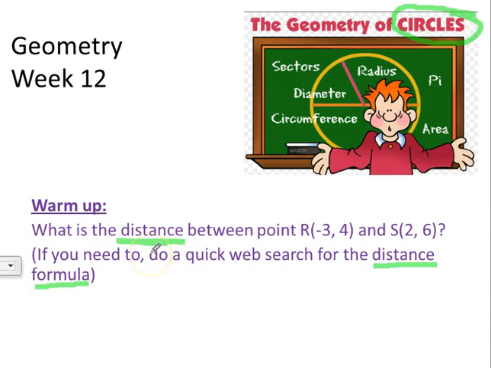So at this time, go ahead and click pause. Try to find the distance between these 2 points, and when you're ready to check your work with mine, go ahead and click play.